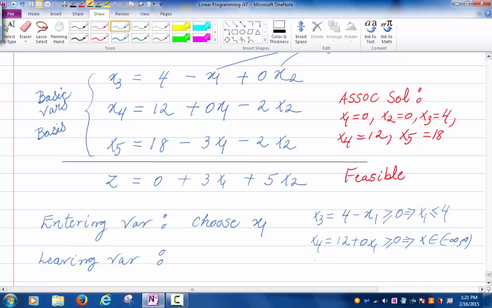What about the last one? x5. In other words, no matter how big an x1 you pick, x4 will never become 0. Right? What is x5? 18 minus 3x1.